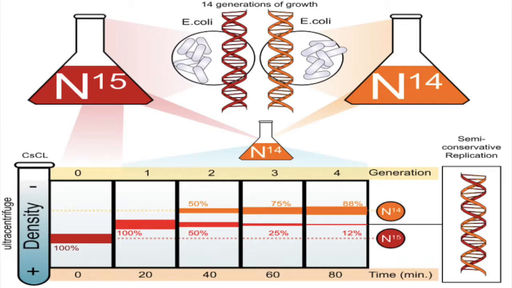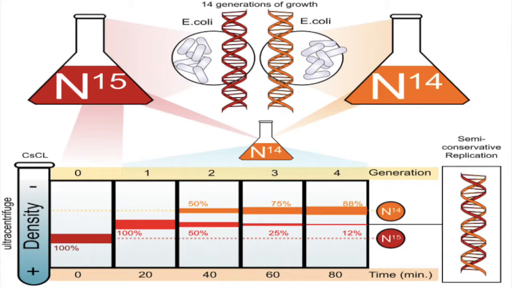First, they had to choose an organism to study. They decided to work with a bacterium commonly known as E. coli. Meselson and Stahl realized that if they could tag parental and daughter strands of DNA in a way that would make them distinguishable from each other, they could determine which of the three types of replication were taking place.